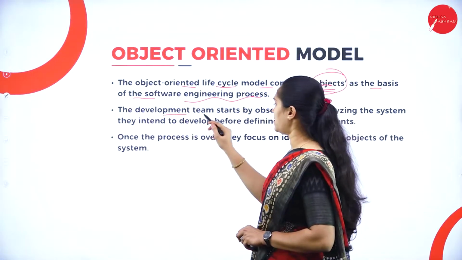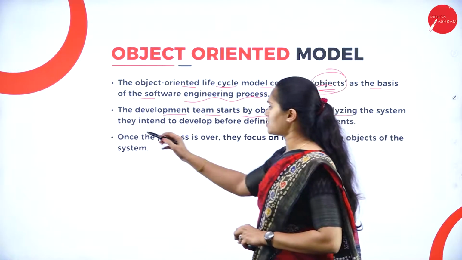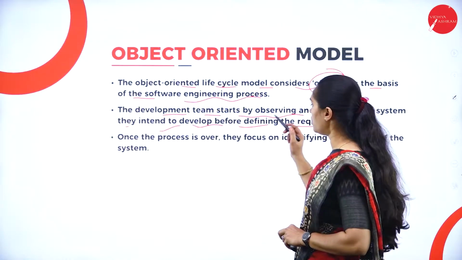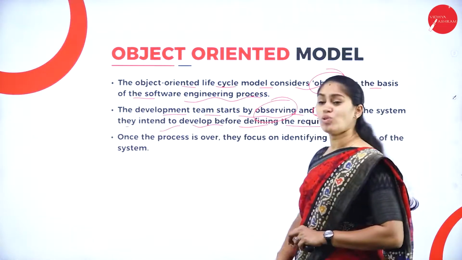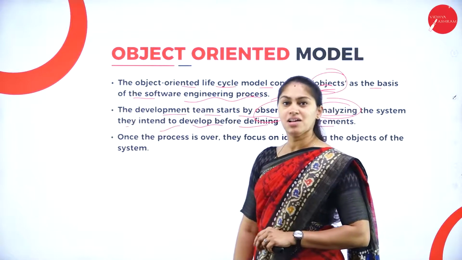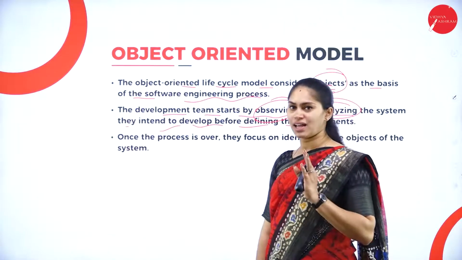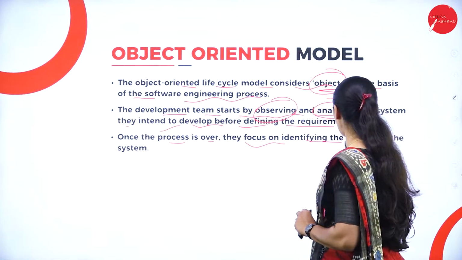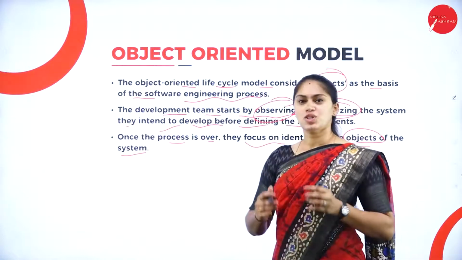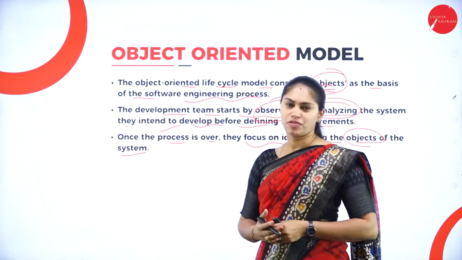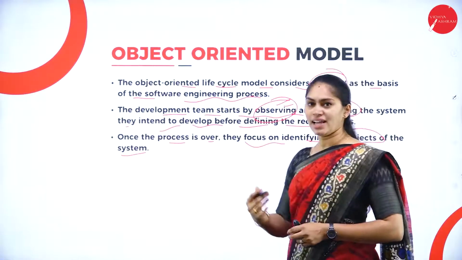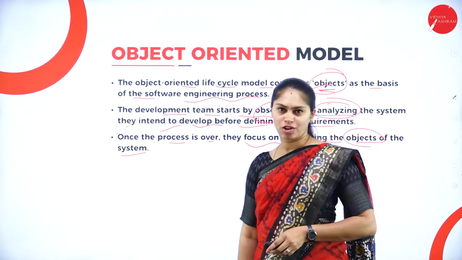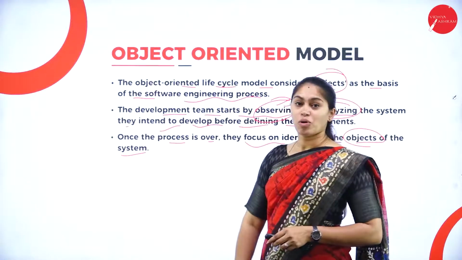Also, the development team starts by observing and analyzing the software they intend to develop before defining the requirements. First, we have to focus on observing and analyzing what objects we can get in a particular system that they have to analyze and design. Once that process is over, they focus on identifying the objects of the system. So before the development of any software or product, they will observe and analyze what objects they can get in a particular system or software. This is how the object oriented model is going to work.